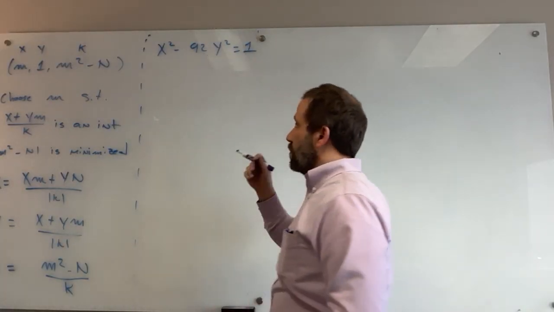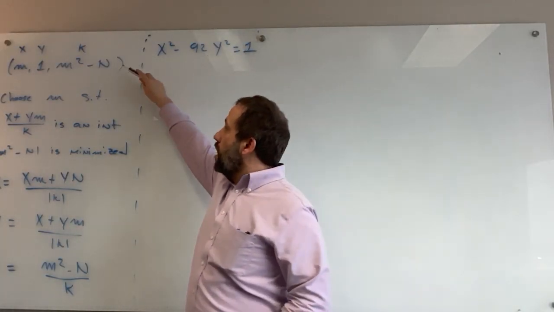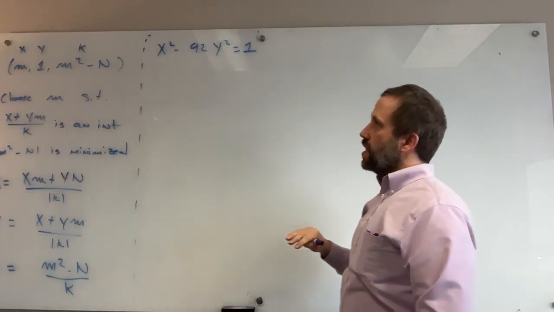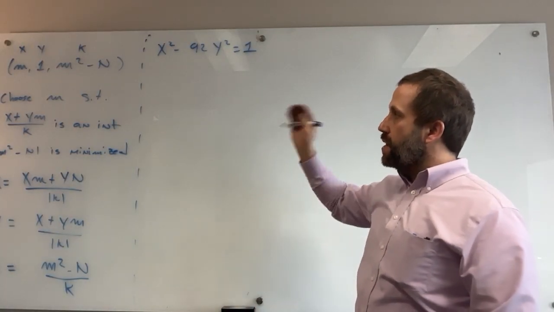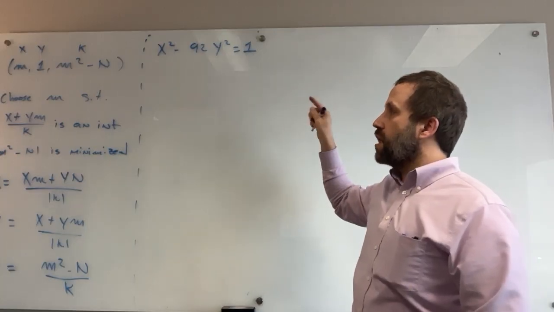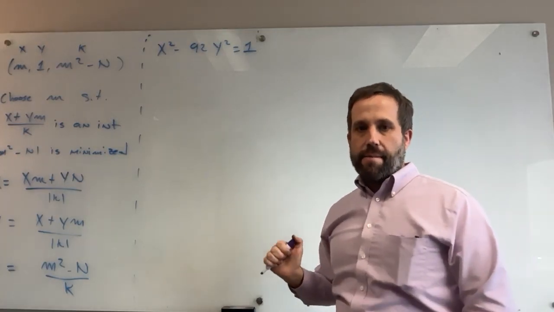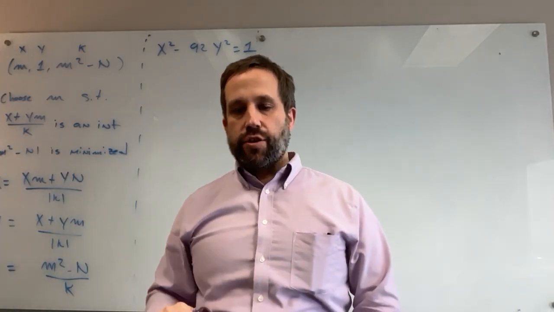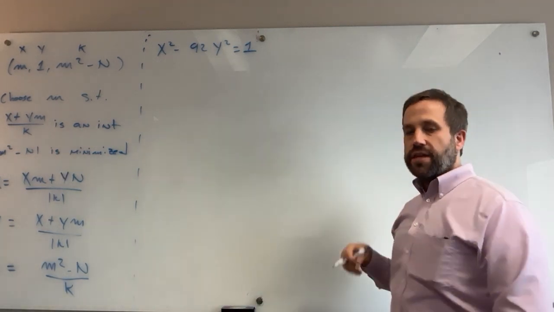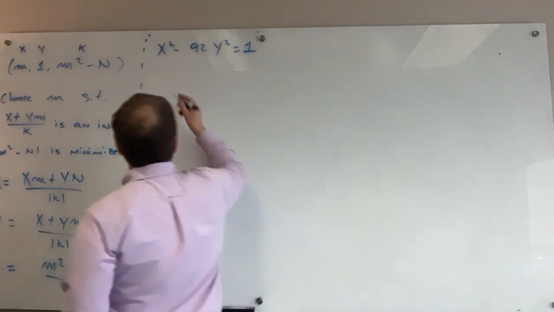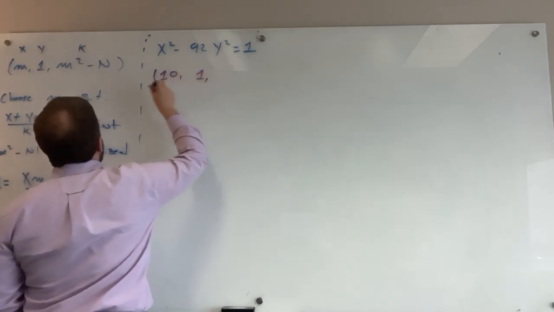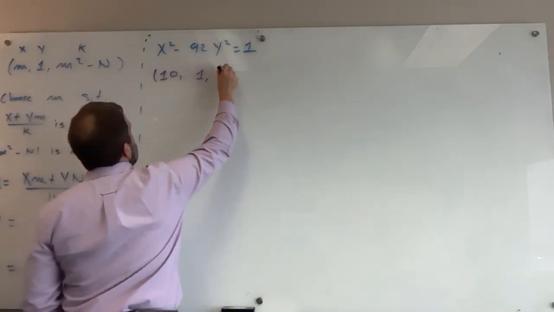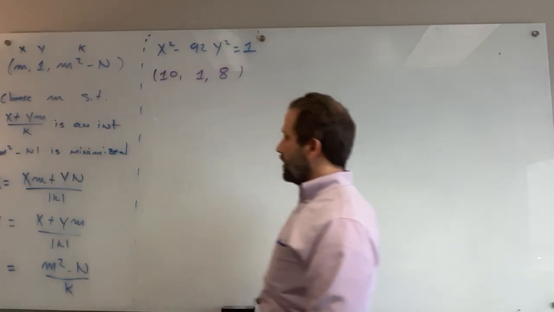I don't have a triple, so this is the trivial triple. I get to pick what m is. I want to find the m that minimizes m squared minus 92. That's going to be little m equal to 10. So I'm going to have 10, 1, and then 100 minus 92, which is 8.